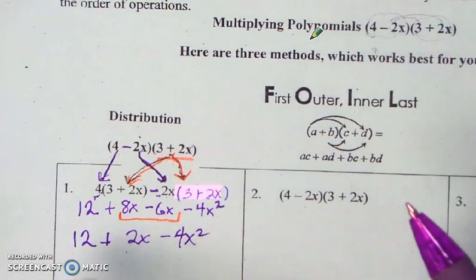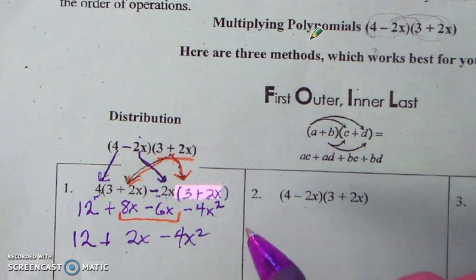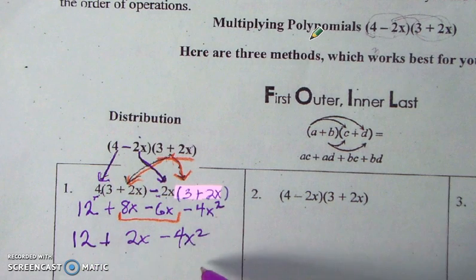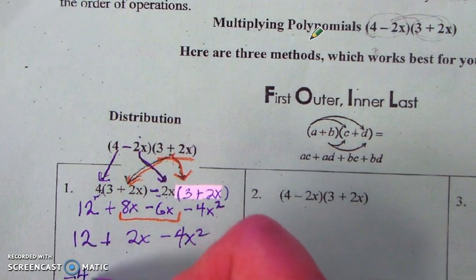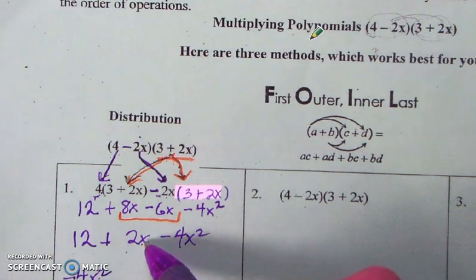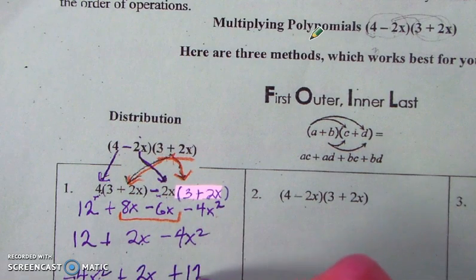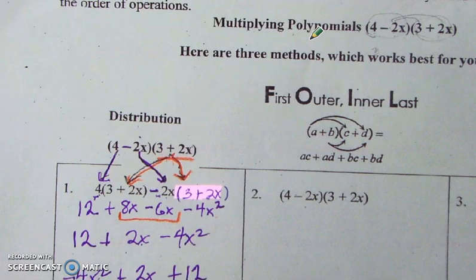Okay, so now I have three different terms, but I need to put this in standard form, which means I'm going to put them in order of the exponents descending. So this number is going to go first: negative 4x squared. This comes second because this is x to the second, this is x to the first: plus 2x, and then the plus 12. There's no variable on the 12, so it's a number by itself, so it'll always be last. It's called the constant. The constant will always be last. Okay, that's the distribution method.